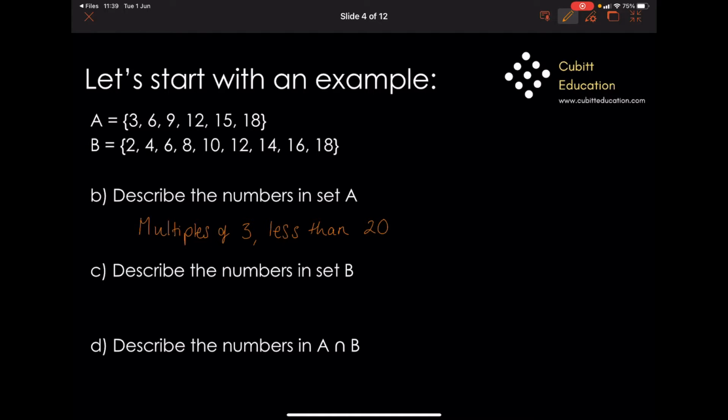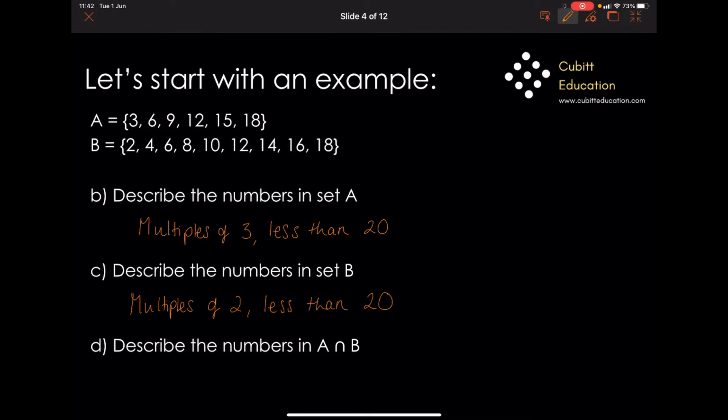And then the next one says describe the numbers in set B. Well, set B are multiples of 2. Multiples of 2, and they're also less than 20. Okay?